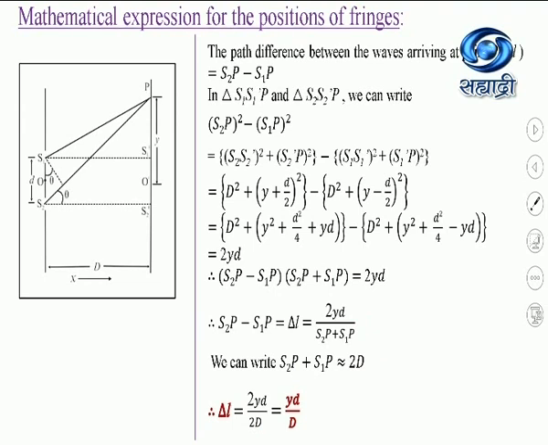So when the two waves from two slits S1 and S2 arrive at point P, they have the path difference equal to Y small d upon capital D, where Y is the distance of the point from the central bright point, small d is the distance between the two slits, and capital D is the distance between the slits and the screen. Now by using the expression for path difference, let us obtain the positions of bright and dark fringes on the screen.